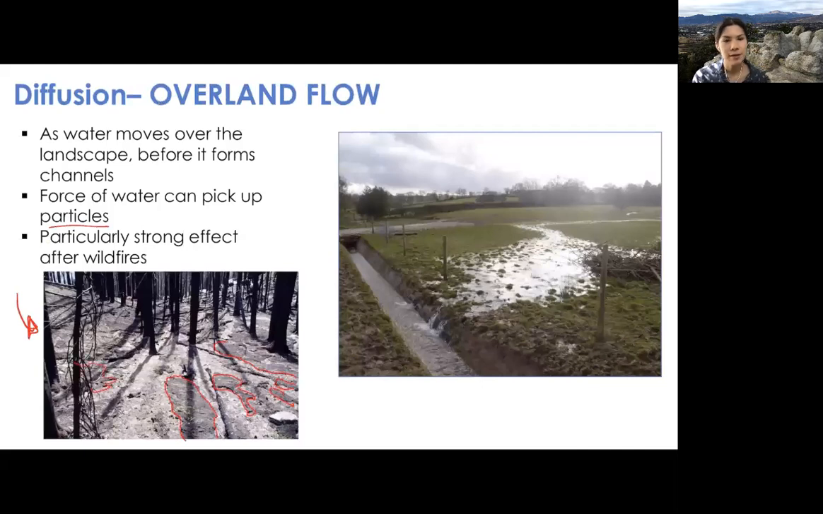We see this overland flow diffusion particularly strongly after wildfires. This picture on the lower left, again, is an image after a wildfire. This is because overland flow tends to occur after wildfires, as the burn area tends to be hydrophobic, which means that it repels the water. In doing so, it causes the water to run off along the surface instead of seeping into the ground.